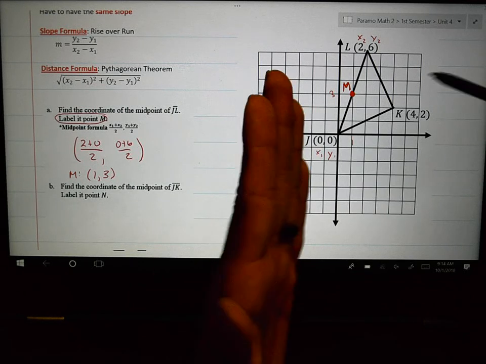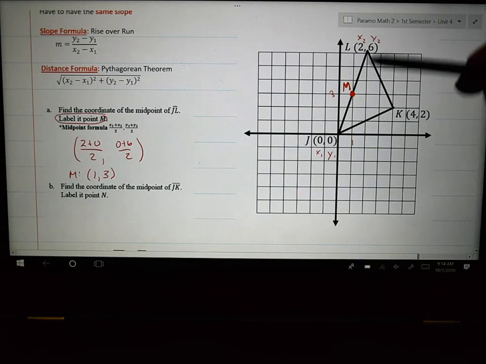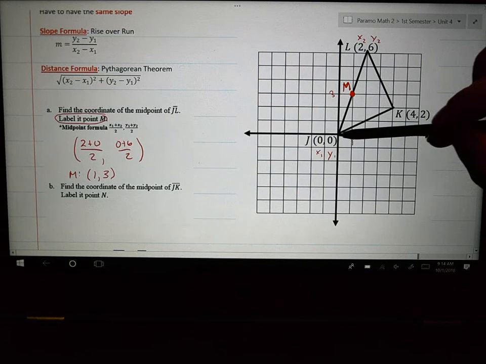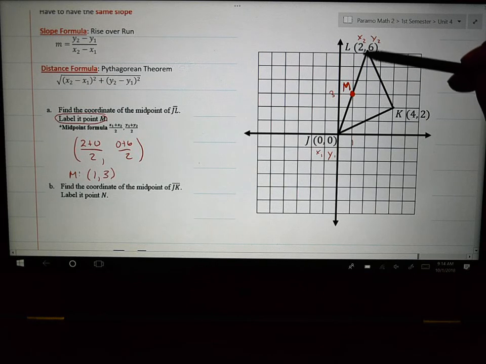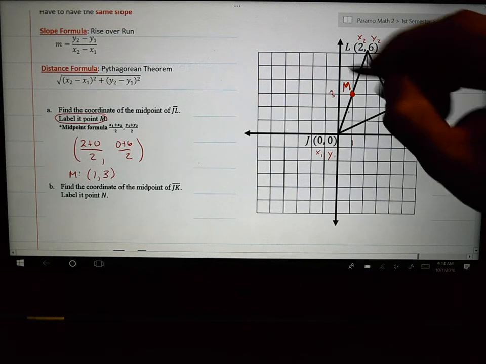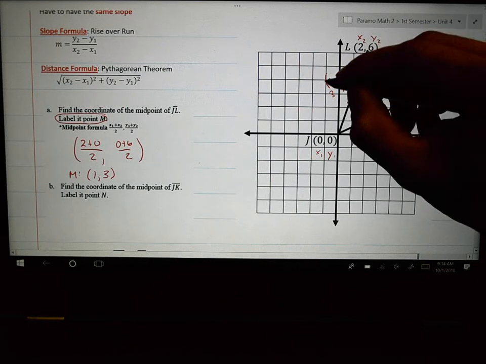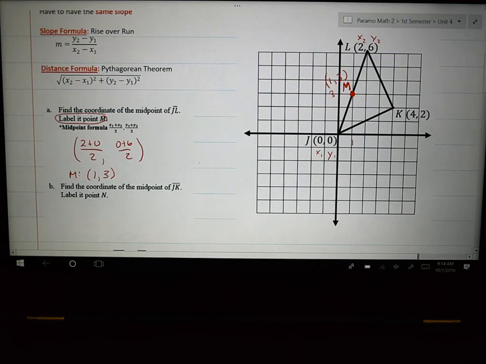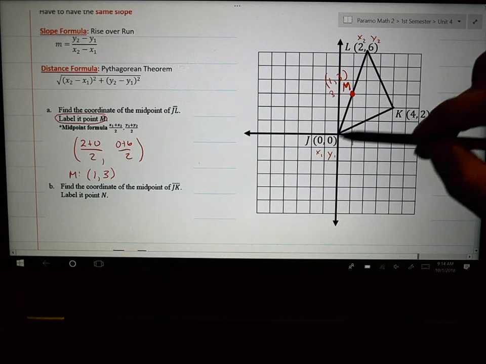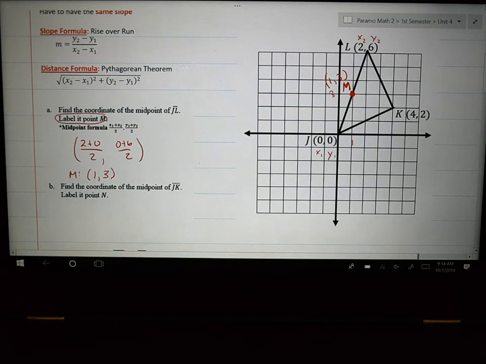And here's the thing. Look at your J and look at your L. Well, if the J's at 0 and the L's at 2, then the average of your X's is 1. It's in the middle between 0 and 2. What's the middle between 0 and 6? 3. It should make sense to you.